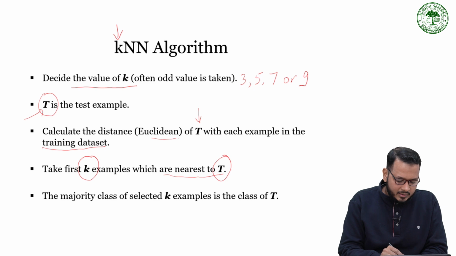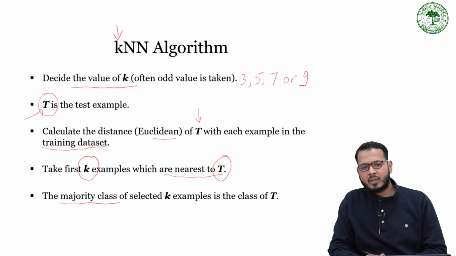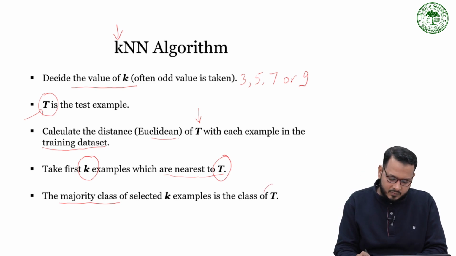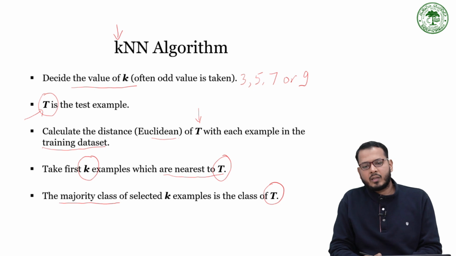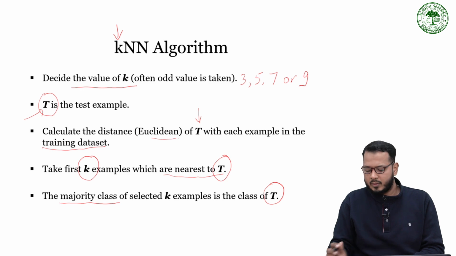Then finally I check what is the majority class of my neighbors. If the majority of my neighbors belong to yes, then the class of this t will also be yes. If it is no, then the class that I will assign to t will also be no. Let's see one example.